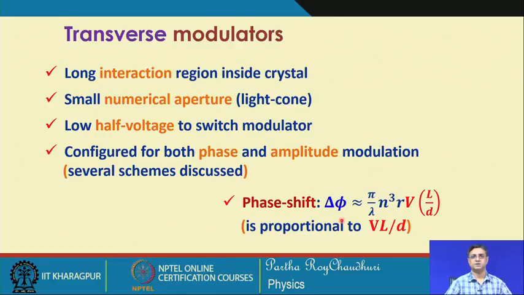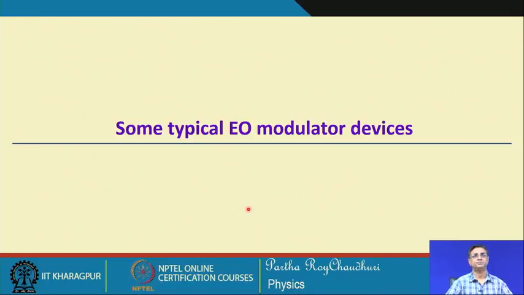the case of transverse configuration, the phase shift is proportional to the voltage and inversely proportional to the width of the crystal, and linearly proportional to the length of the crystal. So, you have better freedom of 3 parameters: voltage of course is the main control factor to tune the phase delay, and length and D, L and D can be used to optimize the performance of the device.